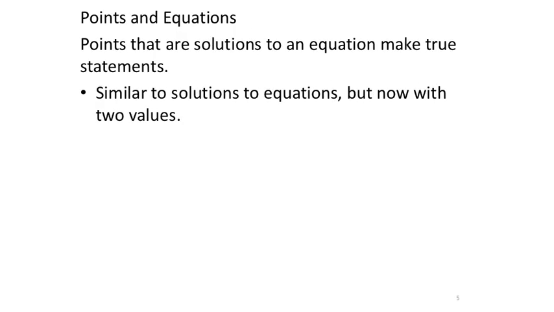So points and equations: points are just the solutions to equations that make the statement true, right? It's possible that you can have false statements with equalities. And remember, equal signs are conditional statements, right? Sometimes they give you false statements, sometimes they give you true statements. For example, 9 does not equal 10. This is a false statement. But we can keep the equal sign there as long as we understand that this is false.